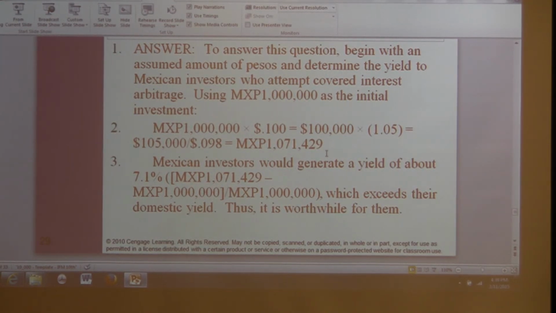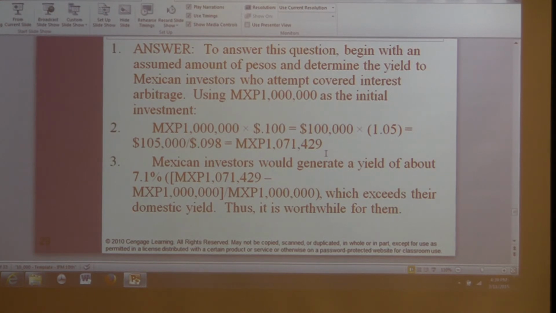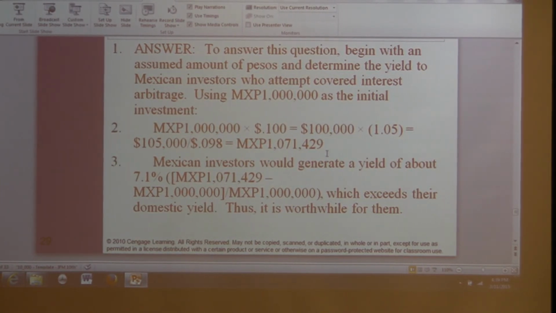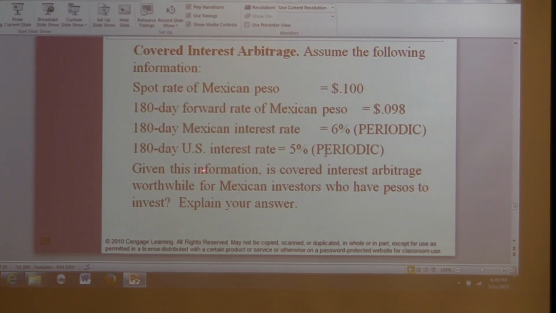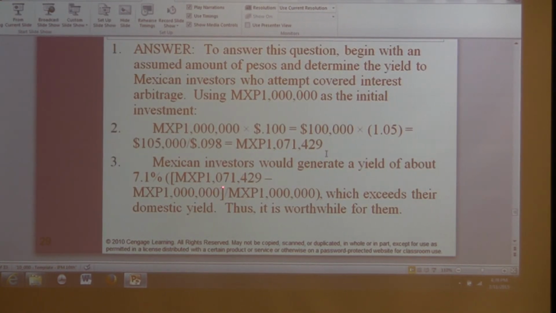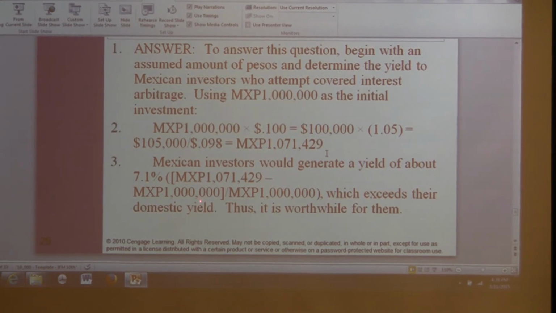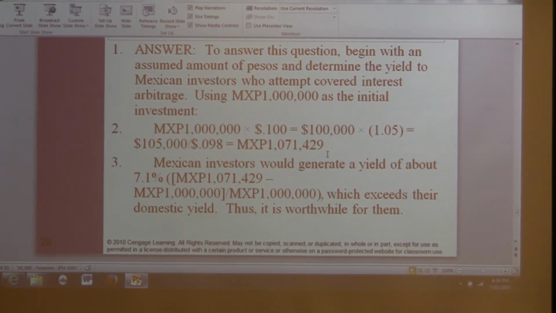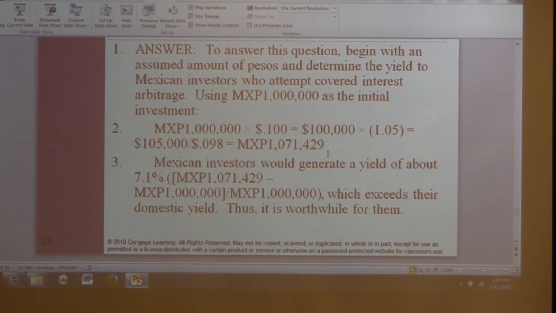You bought the US dollars, you got 100,000, invested at the risk-free rate, you end up with 105, and when you sell the forward, you have the right to convert your money back into pesos, and you end up with 1,071,429. Okay, so if you kept your money in Mexico, you would have received 60,000 pesos. Yeah, that would be the interest, and you would have ended up with 1,060,000 pesos. Here, you make a little more than that. You make $71,429.